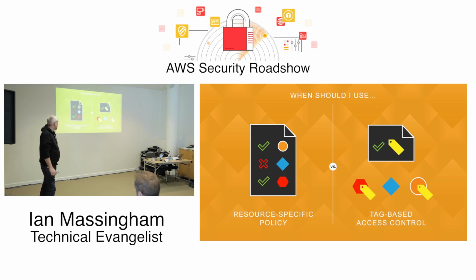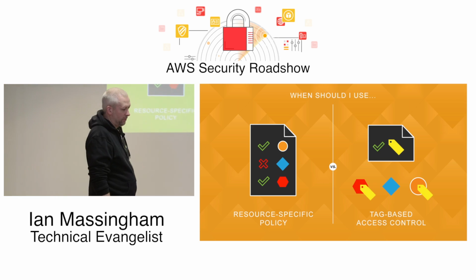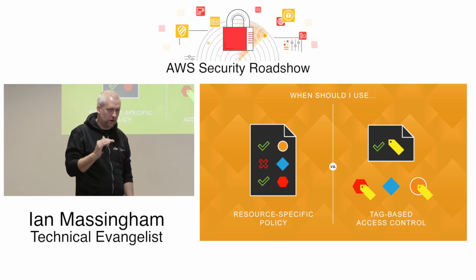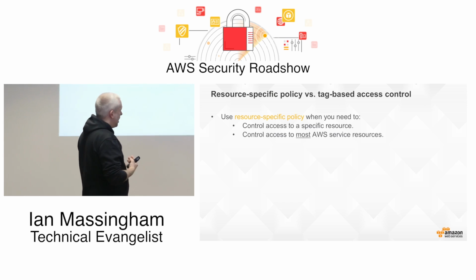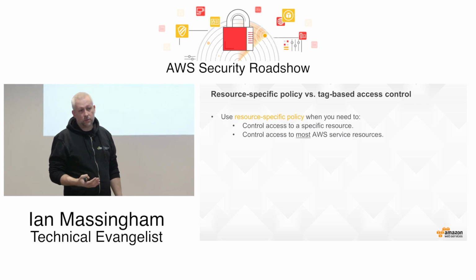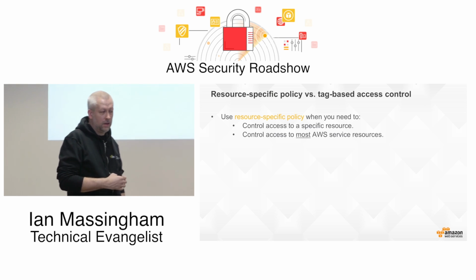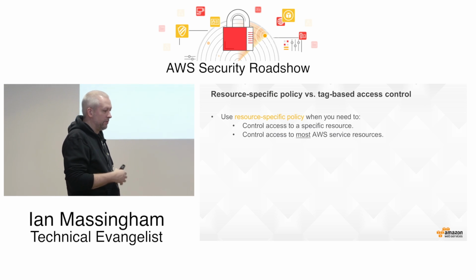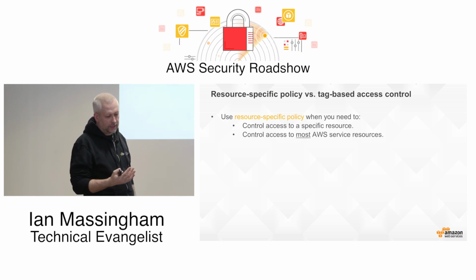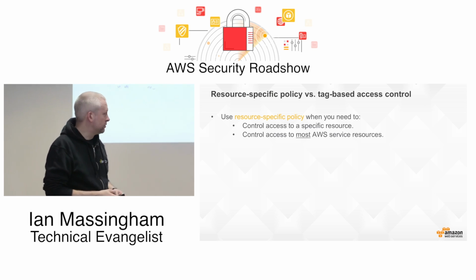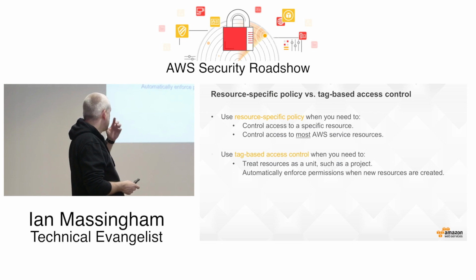Resource-specific policies versus tag-based access control. Okay, we're getting into slightly more advanced topics here. So, resource-specific policies. This is things like S3 bucket policies would be an example of this, where you have a policy attached to an S3 bucket that defines a set of access permissions for that particular resource. So it's a resource-based policy, resource-specific policy.